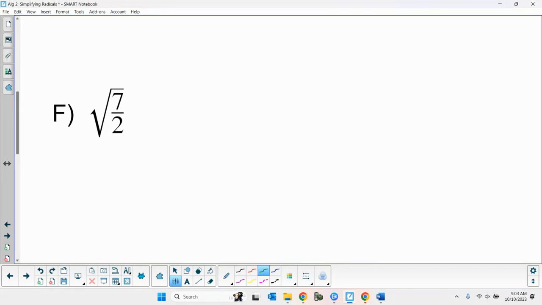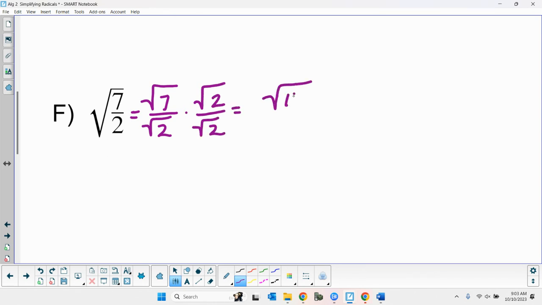Is there a number that goes into 7 and 2? Can I simplify 7 over 2? No. So I'm going to rewrite it as the square root of 7 over the square root of 2. I'm not allowed to have that square root of 2 in the bottom, so I'm going to multiply the top and the bottom by the square root of 2. That's the square root of 14. And what's the bottom going to end up being? 2.